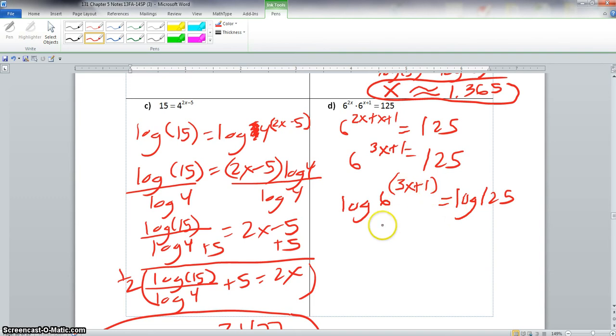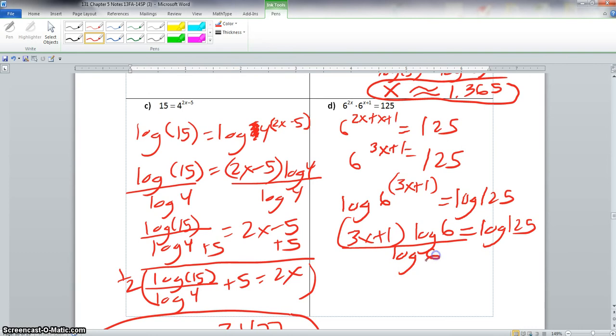Now, we could bring this 3x plus 1 out front. We would have 3x plus 1 times log of 6 is equal to log of 125. We divide each side by log of 6. And we'll be left with 3x plus 1 is equal to log 125 over log of 6.